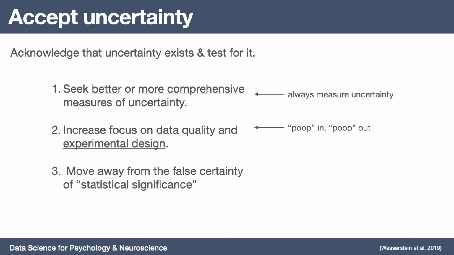Also, by accepting uncertainty, that means you want to move away from and just get rid of the false certainty that you get with calling something statistically significant. Move away from the idea that the p-value is an oracle of truth. The p-value gives you a sense of whether or not a null hypothesis could be true, but it is not the end-all be-all measure of that truth. So even though you can talk about something being statistically significant, that shouldn't be shorthand for real or truth.